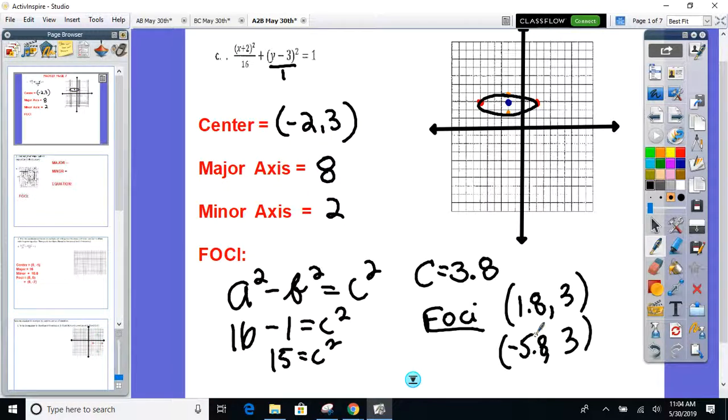Everyone all good there? Questions? Because you're going to do one on your own right now. And I've got to walk around making sure you're solid. Anything here you want to ask? Can you find the center, the lengths of the major and the minor axes, and can you find the foci and graph it if you need to? We're all good. Okay, I'm going to come around.